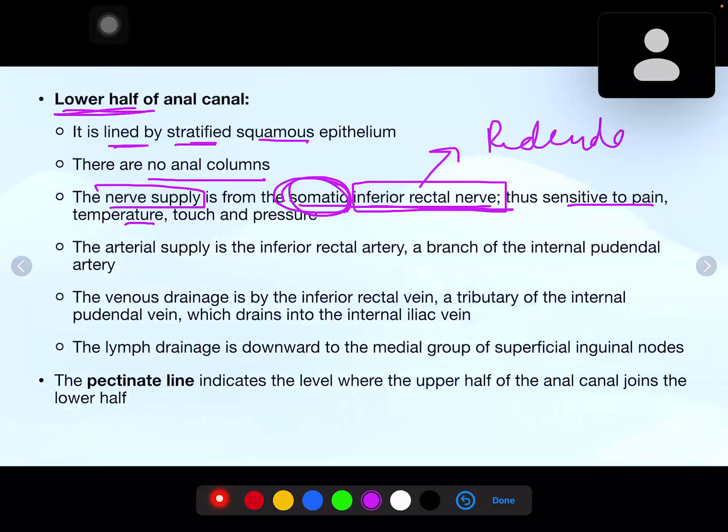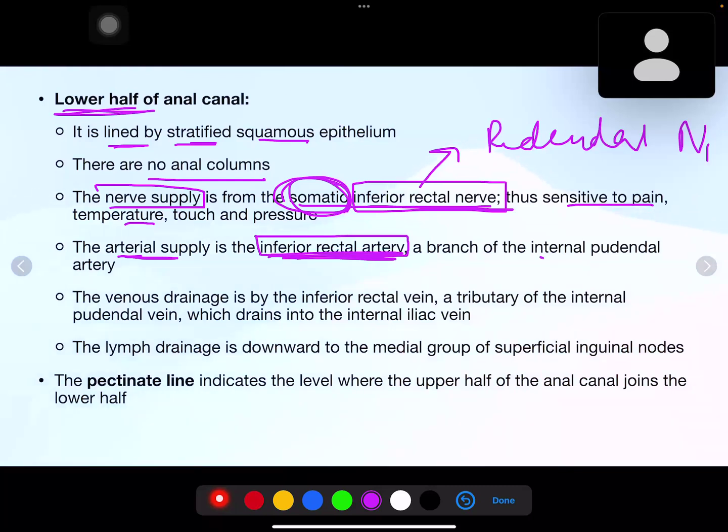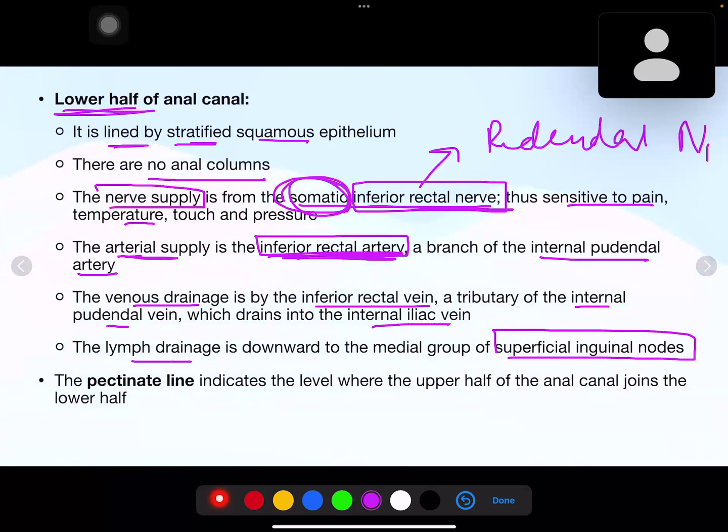So everything in perineum is supplied by pudendal. And the arterial supply is the inferior rectal artery. Now, whose branch should it be? It is a branch of internal pudendal artery, okay? So the venous drainage is the inferior rectal vein. It is also a tributary of internal pudendal vein and goes to the iliac vein. Lymphatic drains to the superficial inguinal lymph nodes. And the pectinate line marks actually the level where the upper half joins the lower half.